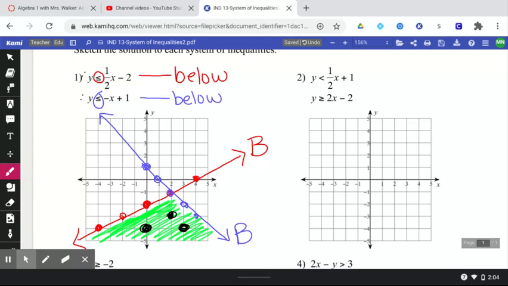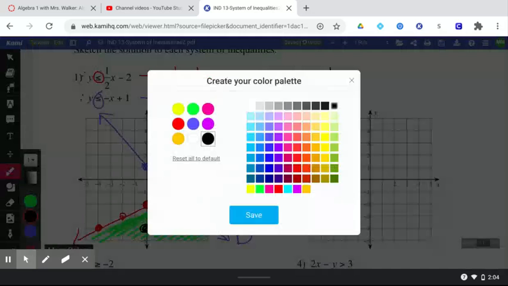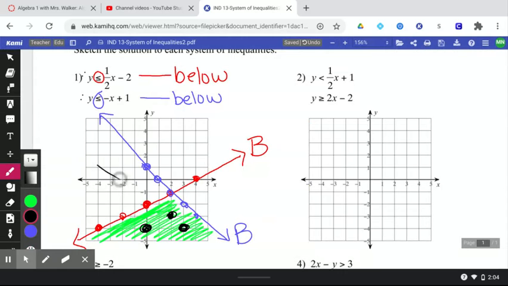And then if you actually wanted to know, this area over here, this is not a solution. This is not a solution, and this is not a solution for both. So this green area is the only area where you could pick any point in this area and it would work for both inequalities.